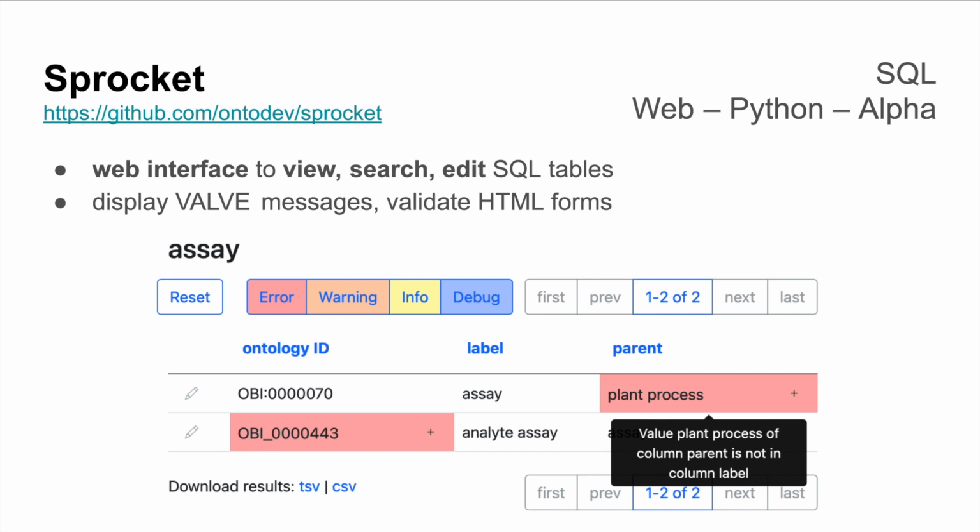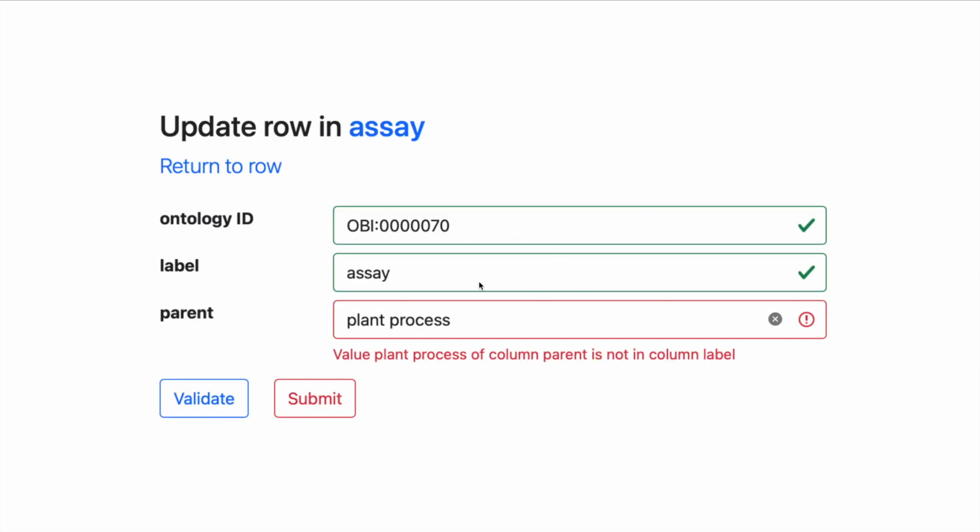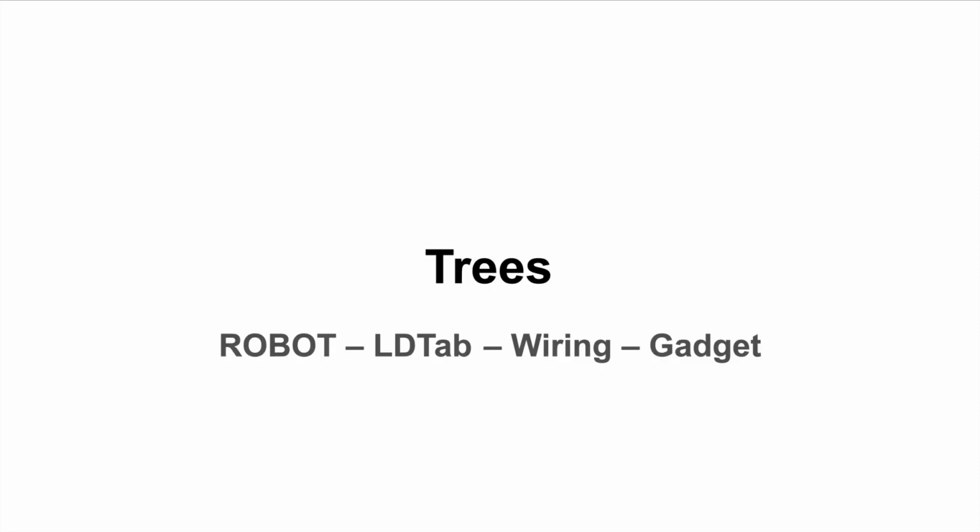Sprocket builds on top of Valve and these other tools to give you a web-based interface for viewing those error messages, and then also for editing in HTML forms with the validation all interactive.